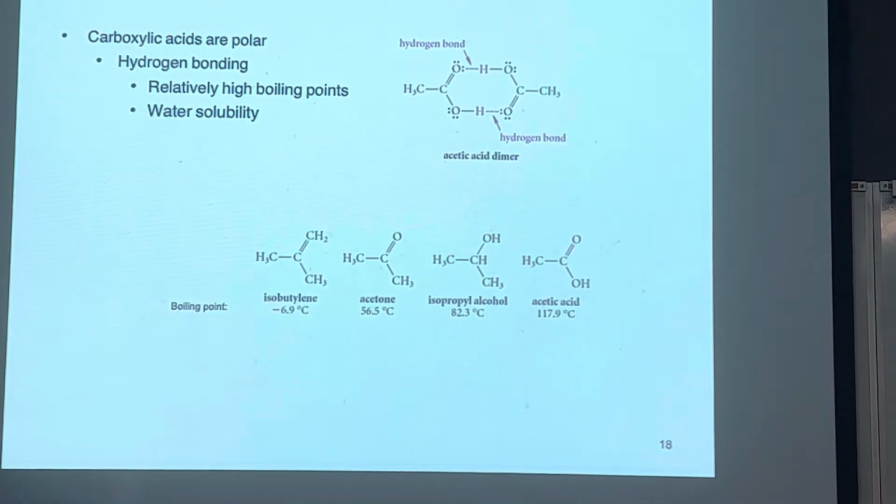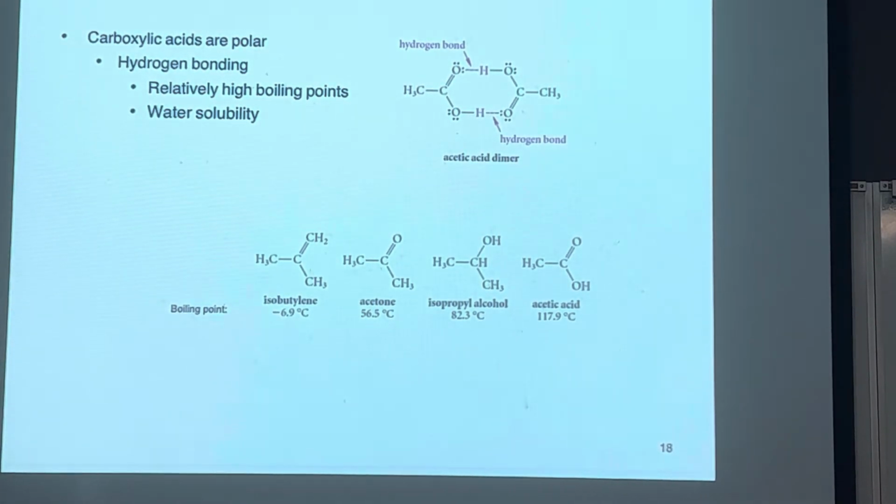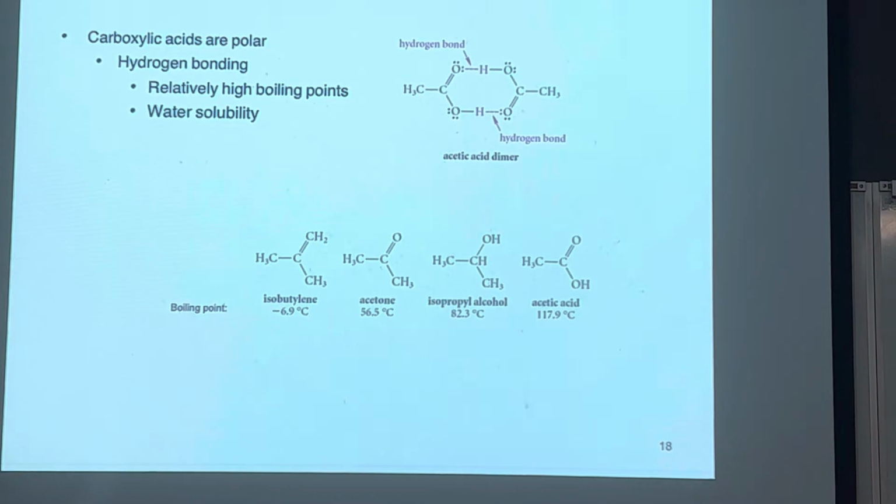Does that make sense? How just that little bit of change in the pull on the electron causes such a difference? You guys look really excited about this topic. Okay, all right. So hopefully that was a little bit of a review on hydrogen bonding that made it a little more clear why it's affecting things so much. Okay? Questions for me? Yes, sir.